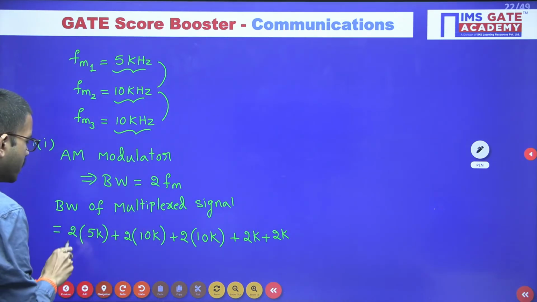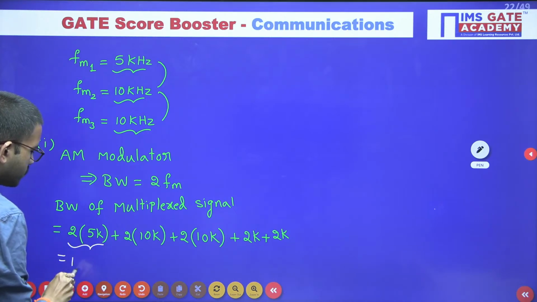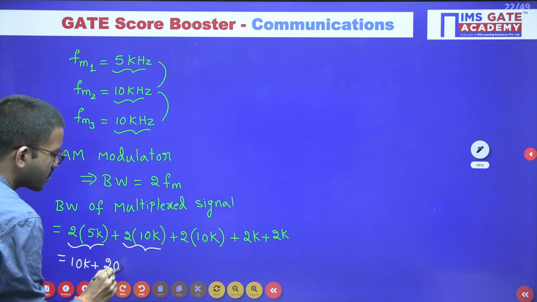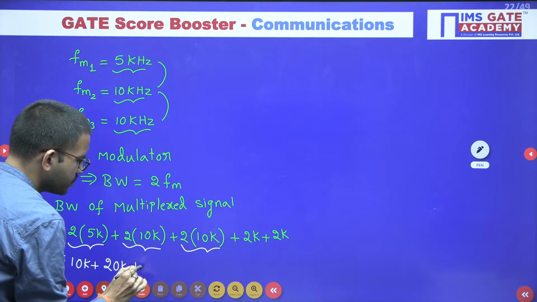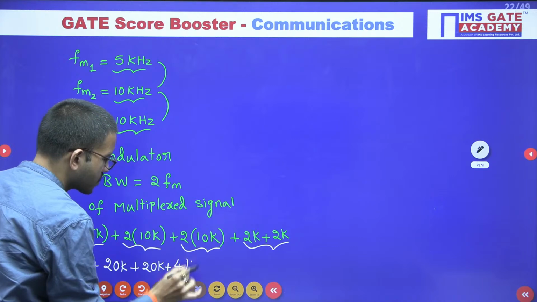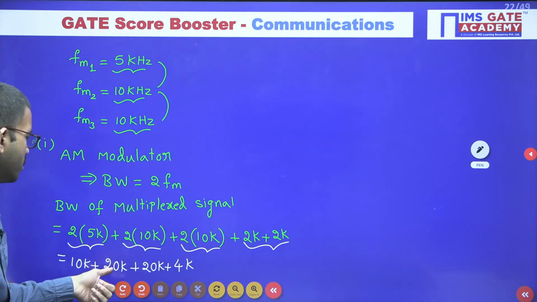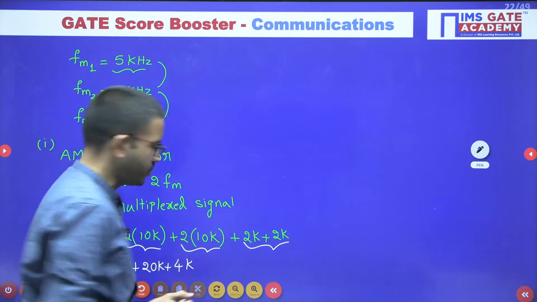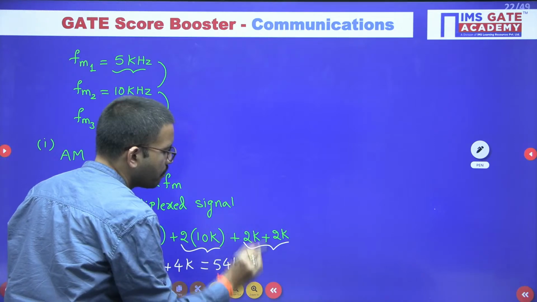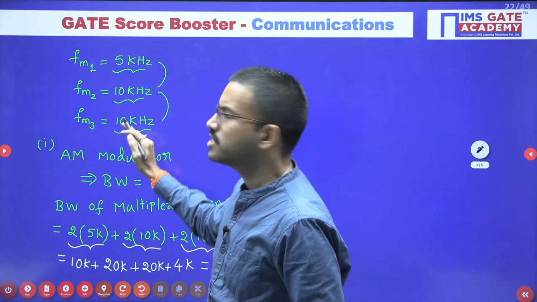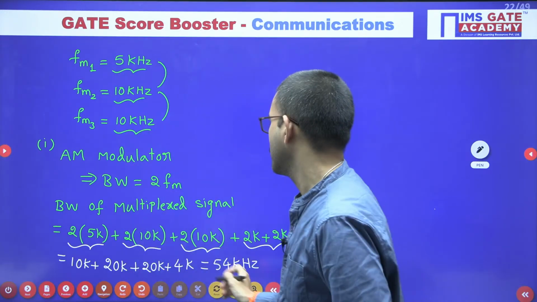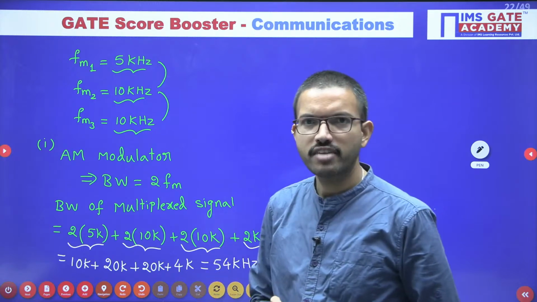So here 2 into 5 is nothing but 10K, plus 2 into 10K, that is 20K, once again the same 20K. Then 2 plus 2 is 4. So 20 plus 20 is 40, 40 plus 10 is 50, 50 plus 4 is 54. So we require 54 kHz bandwidth to transmit these three signals with the help of 3 AM modulators, if you are using the FDM concept.